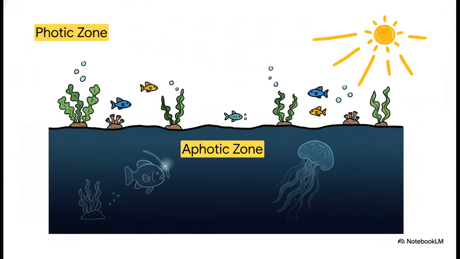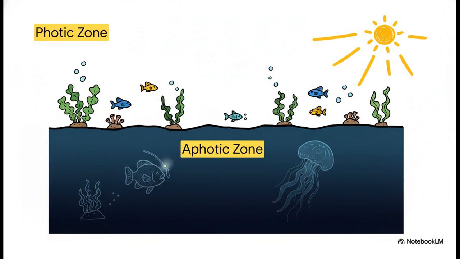So this dependence on light creates two major vertical zones. Up top, you have the photic zone. Photo, like in photograph, means light. This is the sunlit layer where photosynthesis can happen. It's where all the plants and algae can grow and create the energy that fuels everything else.